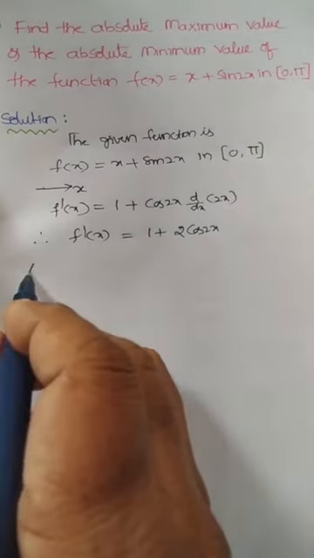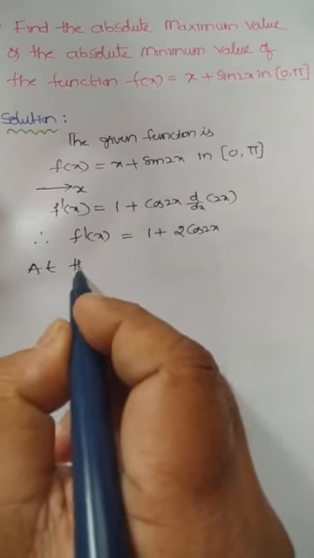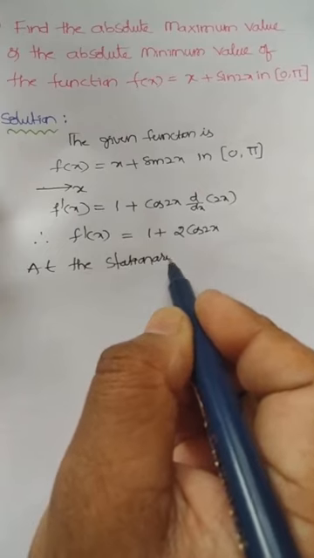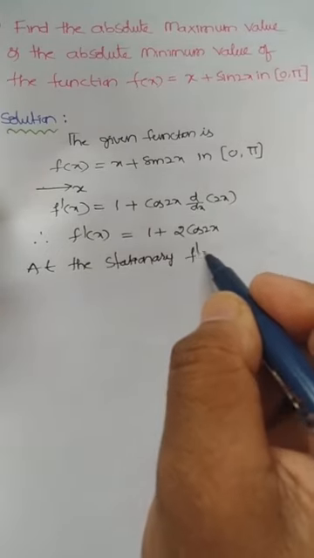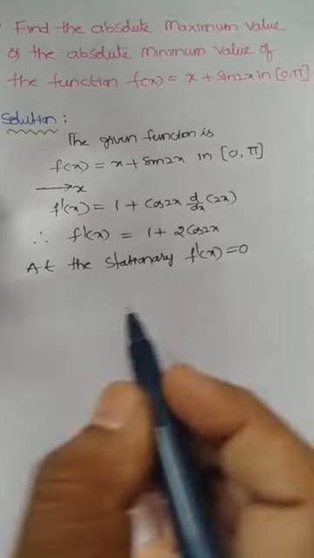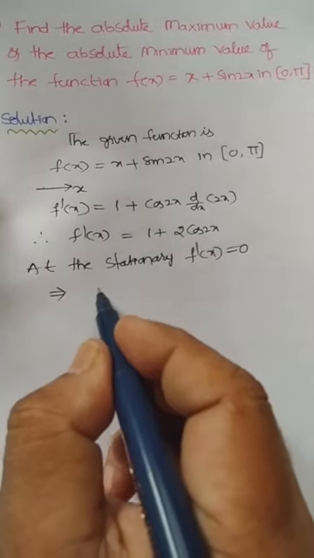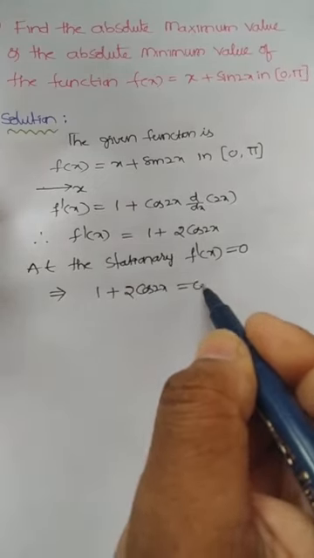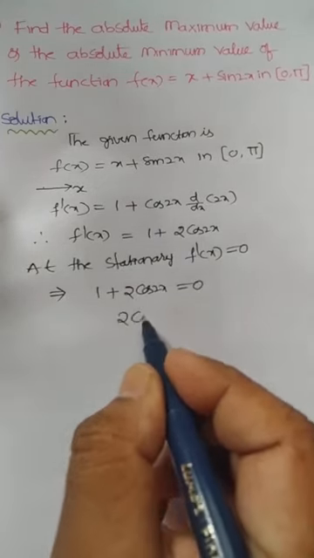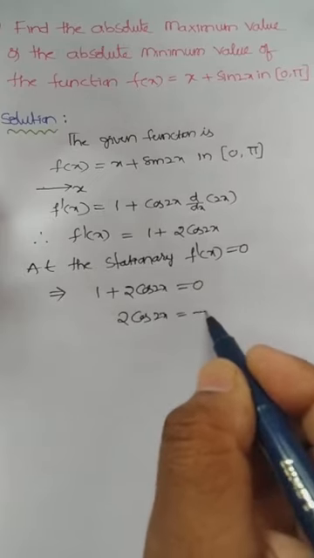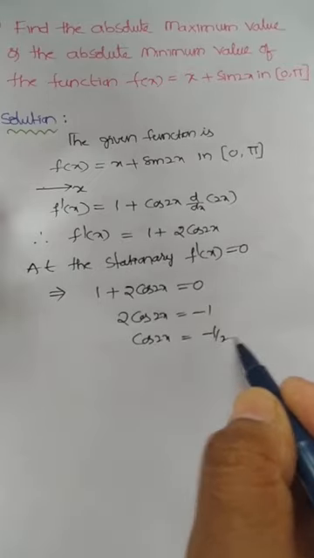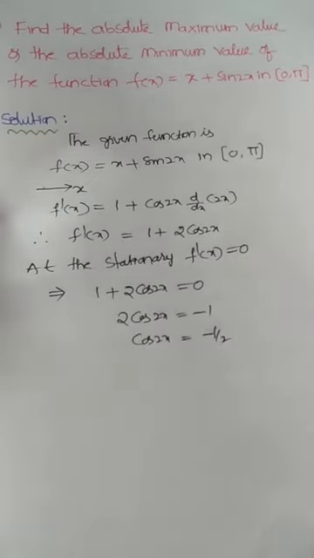Now at the stationary points, f dash of x must be 0. That implies 1 plus 2 cos 2x is equal to 0, which means 2 cos 2x is equal to minus 1. So cos 2x is equal to minus 1 by 2. To find the stationary values, we have to find the x values.